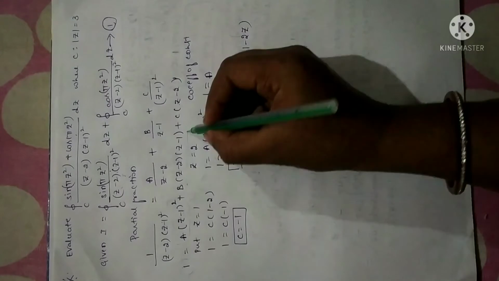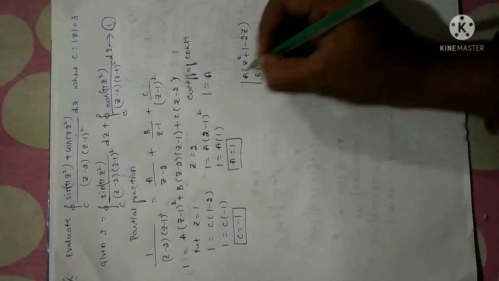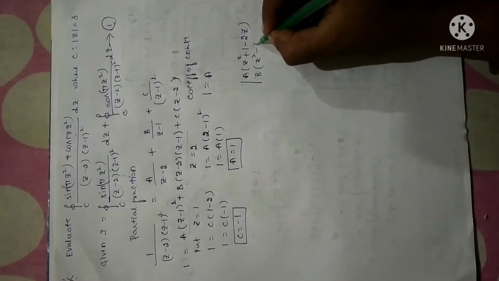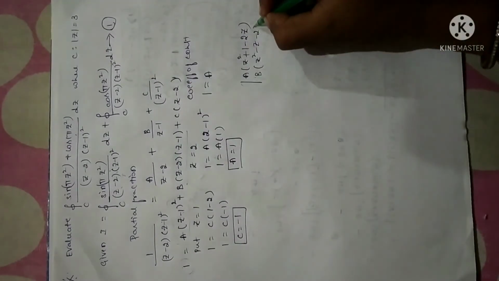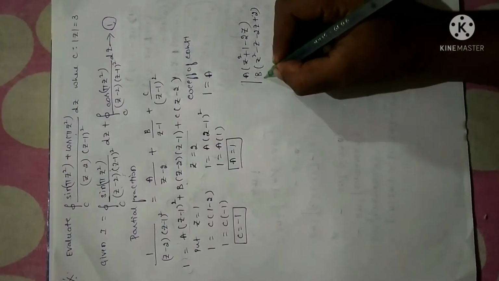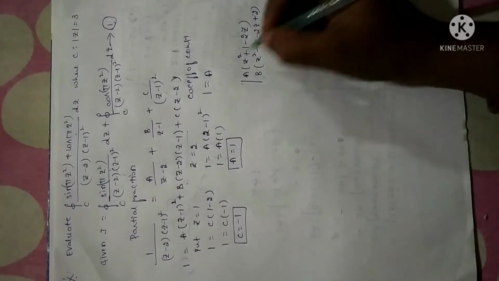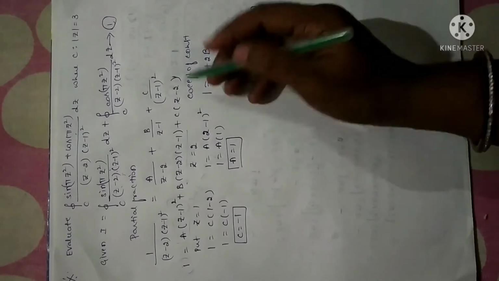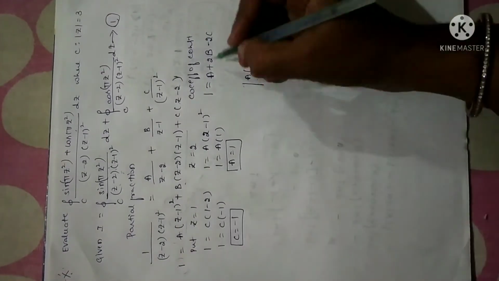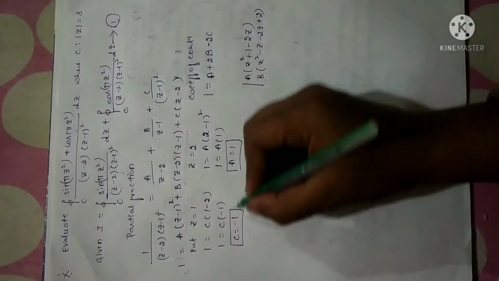Fine. Similarly, simplify this term. You will get b times (z² − z − 2z + 2), and 2 times 1 is 2. So in this term the constant is b times 2, that is +2b. Clear? Similarly, in this term the constant is −2c. Fine. I have equated the coefficient of the constant, because in the LHS I have only a constant. So I can substitute the values of a and c here.